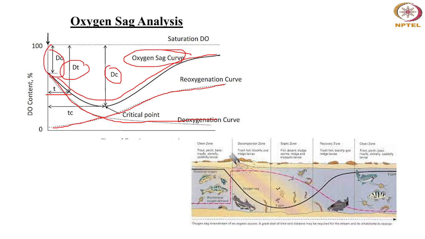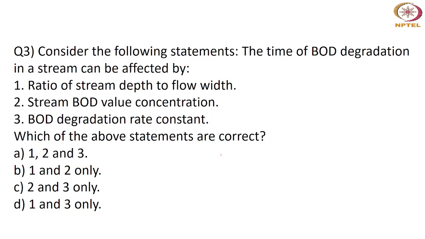So you'll find different zones. This is the active decomposition zone you can find. Here also you can find that the critical condition is there, or the critical point, where the DO concentration or content is less, extremely less. So this is the critical point, right? So that's why the active zone of decomposition is our answer.